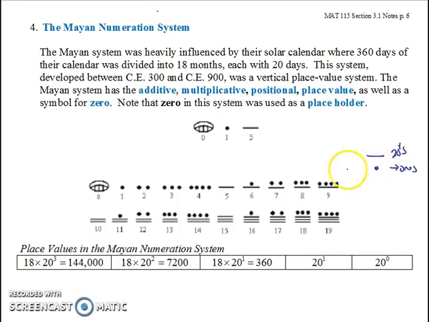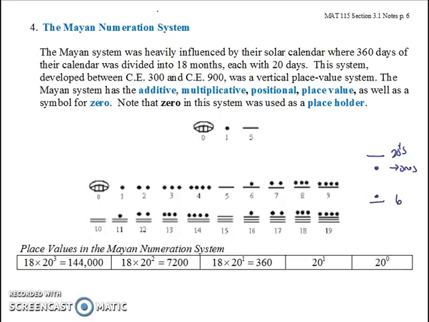So a number like this would actually be 1 plus 5 times 20, which is 100. So that would actually represent 101. Whereas if it's written like this, it's 6. So the position of this is important. They also had a symbol for 0. Notice that 0 in this system was used as a placeholder as well.